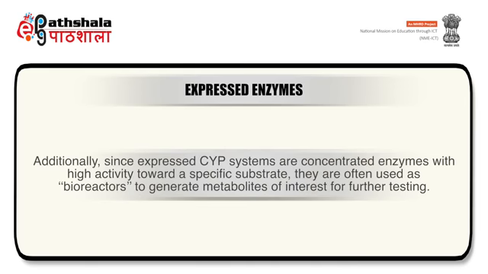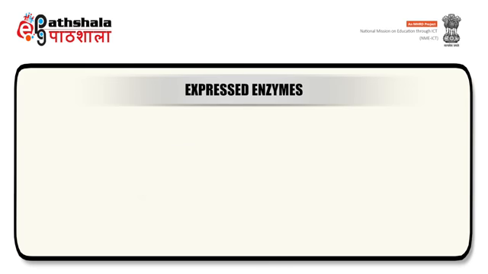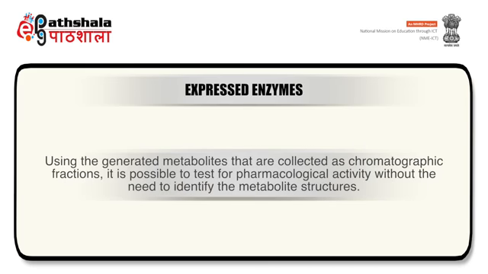Additionally, since expressed CYP systems are concentrated enzymes with high activity toward a specific substrate, they are often used as bioreactors to generate metabolites of interest for further use. Using the generated metabolites that are collected as chromatographic fractions, it is possible to test for pharmacological activity without the need to identify the metabolite structure.